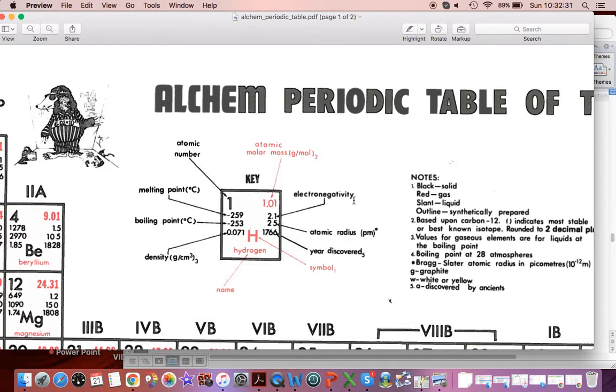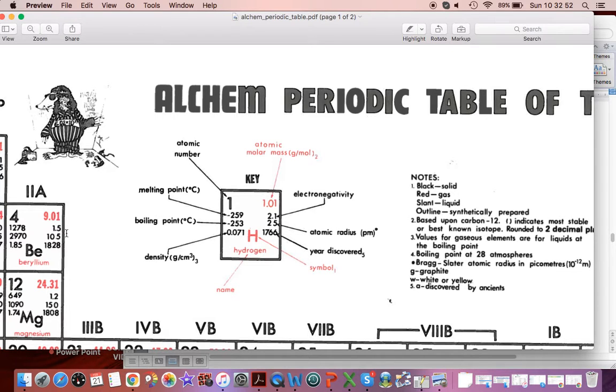Electronegativity is another property. Atomic radius, in tiny units, picometers, gives us a sense of its size. Year discovered isn't really a property, but it can be of interest. Some things have been known. It'll say A, discovered by ancients, but here, 1766 is when it was technically discovered.